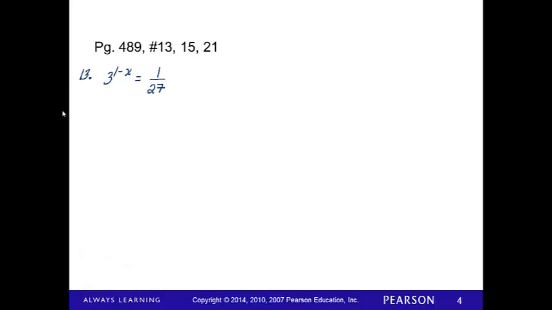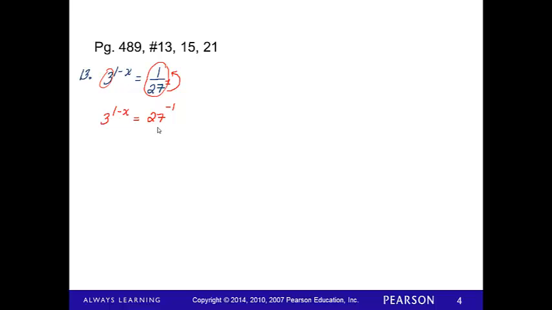Okay, so first things first, what's the base on the left side? Well, it's 3. What's the base on the right side? Well, it's 1 over 27. I need these to be the same. So the first thing I need to do is move the 27 from the denominator to the numerator. In order to have the same base, everybody has to be in the numerator. So this will become 3 to the 1 minus x power equals 27 raised to the negative 1 power. Remember, when you move the base from the denominator to the numerator, you are changing the sign of the exponent. Down here it was a positive 1, up here it's going to be a negative 1.